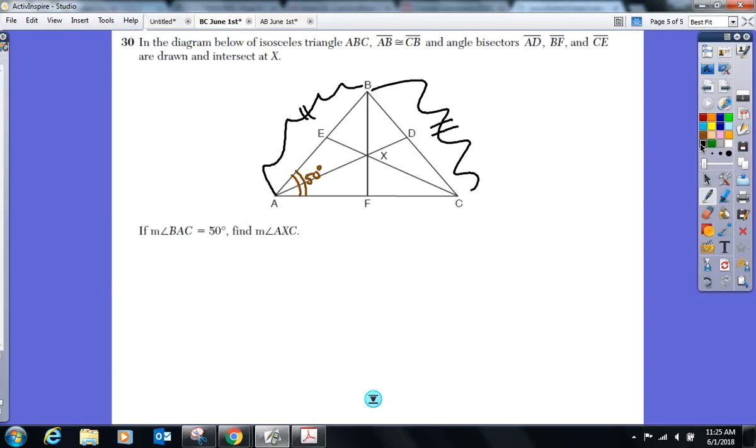AXC. Can you help me get to it? One fact you'd like to display, Cam. In an isosceles triangle, the sides across from the angles, I don't know how to word it. The angle EAF is going to be congruent to DCF. Yep. So that's also 50.